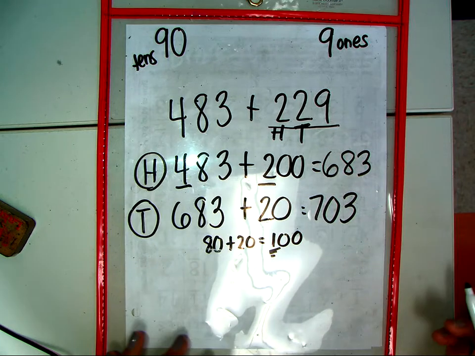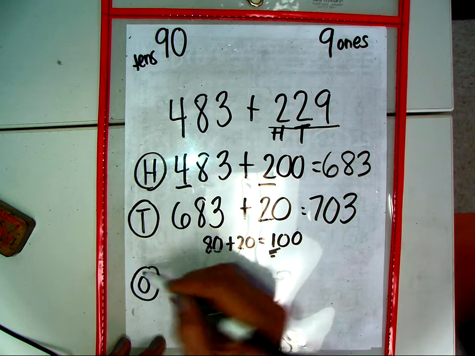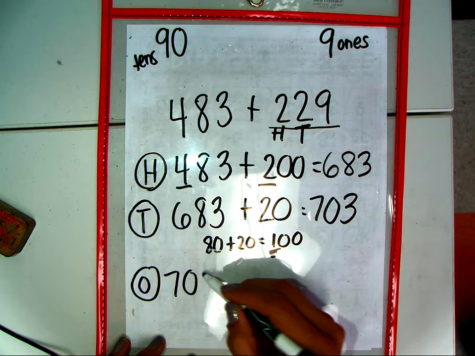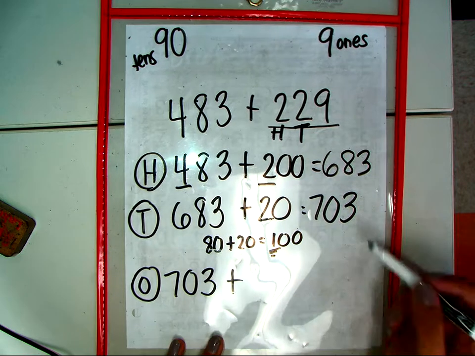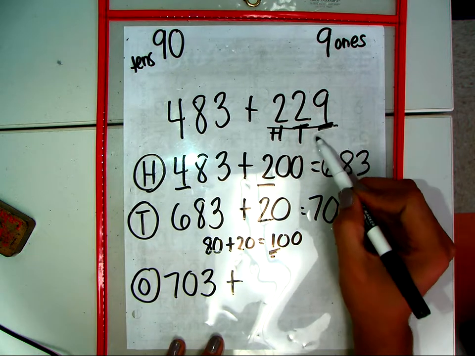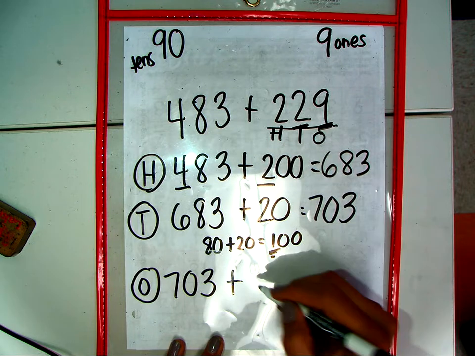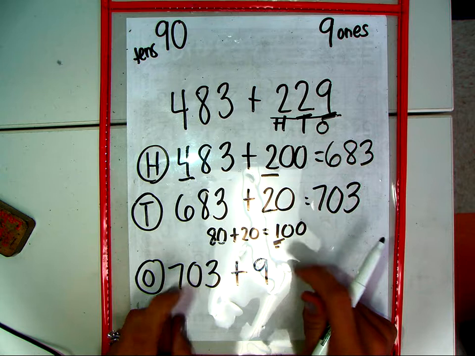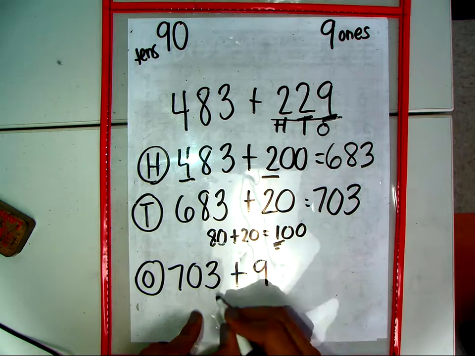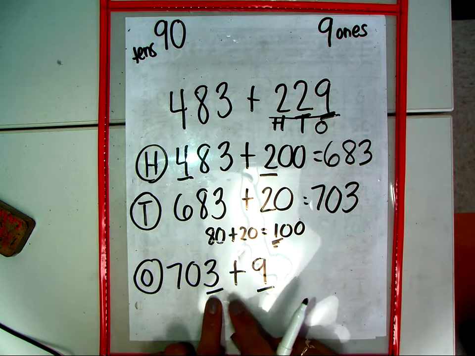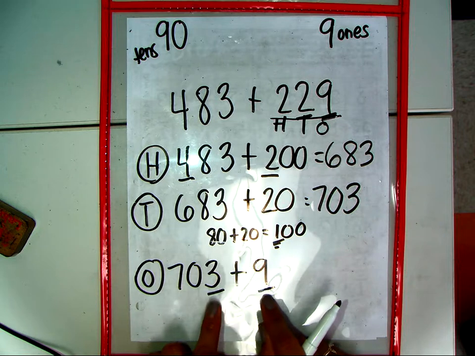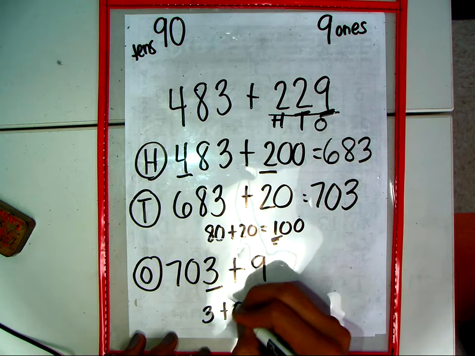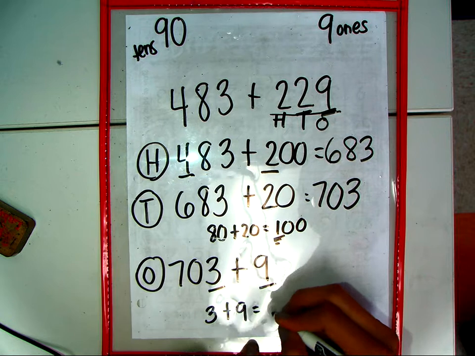When I go to add my ones place, I have 703 plus, in the ones, I have a 9. And again, they might say, oh, weirdness, weirdness. I can see the weirdness. So right here, we're looking at the ones place. 3 plus 9. I'm going to write down here, I know it's more than 9. 3 plus 9 is 12.